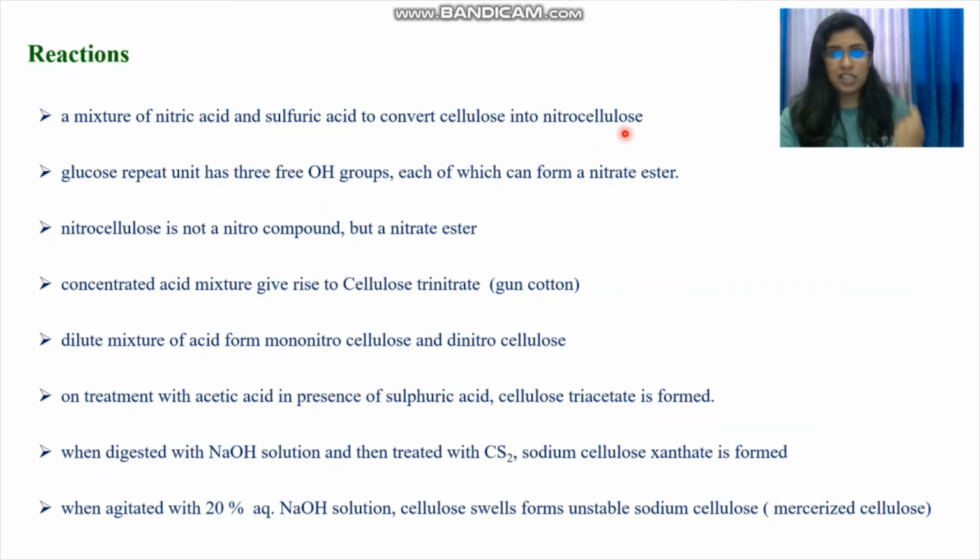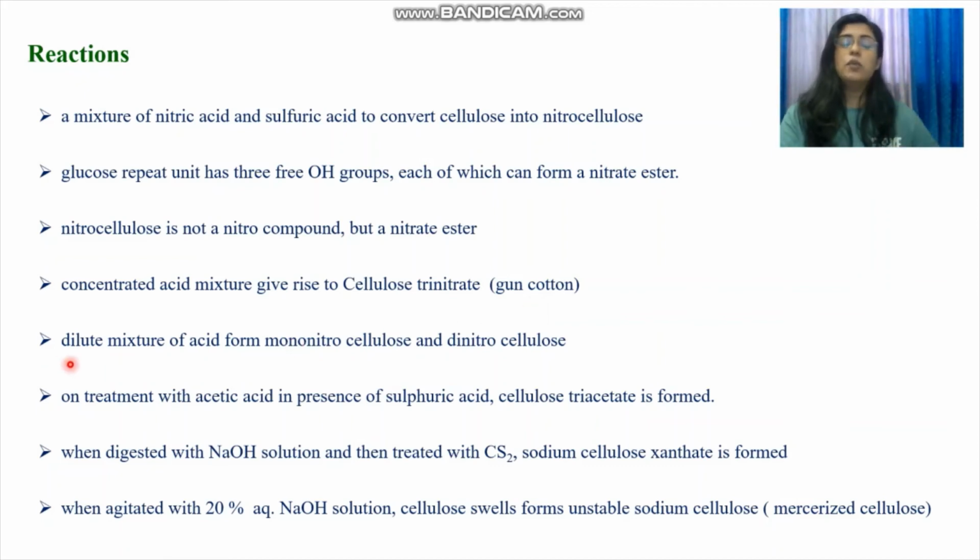And from the name, nitrocellulose sounds like a nitro compound, but no, rather it is a nitrate ester that is being formed. If you look into the structure of cellulose, we see that they have glucose units, and every glucose unit has three OH groups that are in the free form. And these three OH groups can react with these acids and get converted to nitrate esters. If you're treating cellulose with a concentrated acid mixture of HNO3 and H2SO4, you will get cellulose trinitrate, which is gun cotton. That is, all three OH groups get converted.